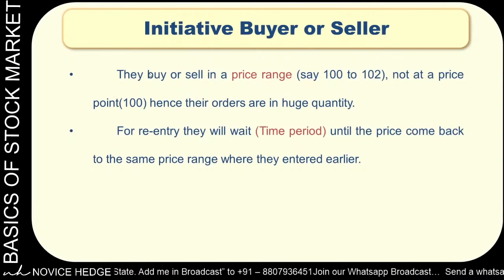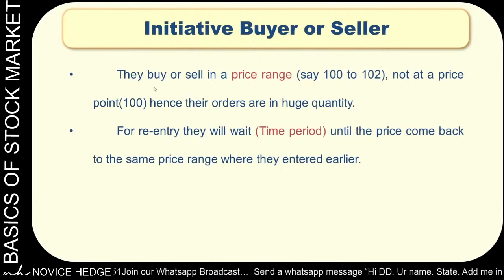So that will be the price range between 100 to 102. Whenever the price is trading within the range of 100 to 102, they will be buying all the quantities. So this is the first point. And what about the second point? For re-entry, they will wait until the price comes back to the same price range where they have entered earlier.